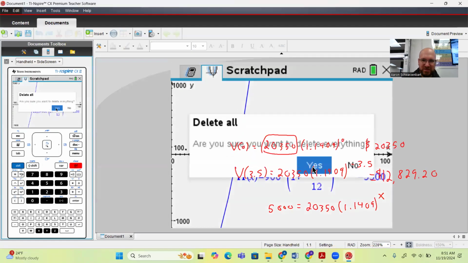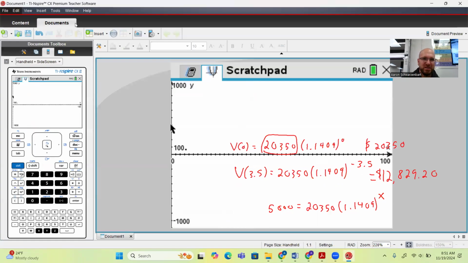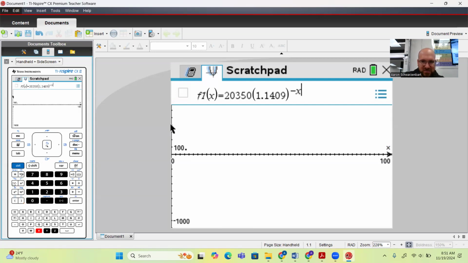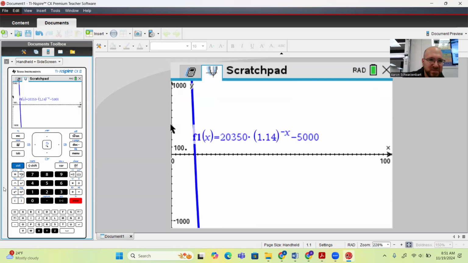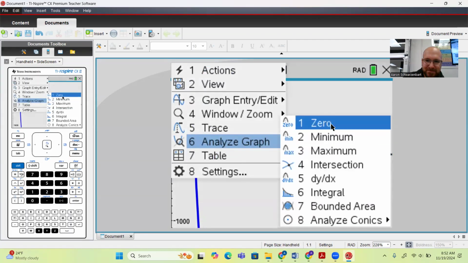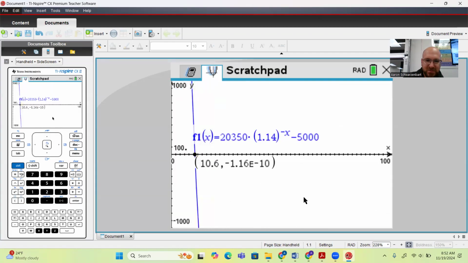I'll clean off my graph with triple clear and I'll get rid of that. It was 20,350, right? To the, well, it wasn't to the X, it's to the negative X. And then I want it when it's equal to 5,000. That gives me my graph. 10.6 years. That's not within the reason it said the model was for. So we honestly can't define this.